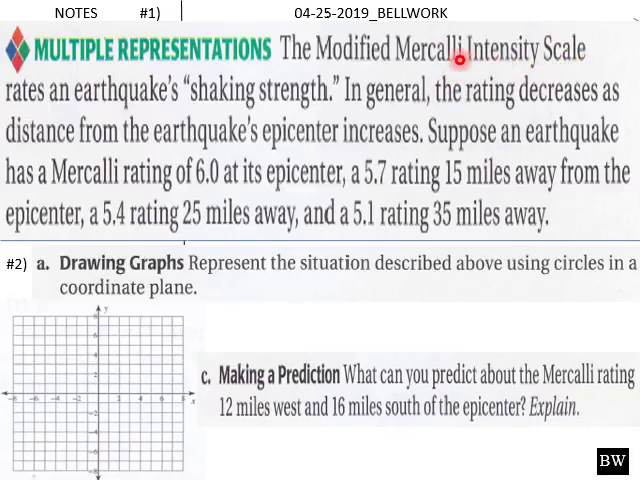Modified Mercalli intensity scale. Suppose an earthquake has 6.0 at its epicenter, 5.7 rating 50 miles away from the epicenter, and 5.1 rating 35 miles away. Represent the situation described above using circles. What can you predict about the Mercalli rating 12 miles west and 16 miles south of the epicenter? Students, give your students 5 minutes, 6 minutes to do this.